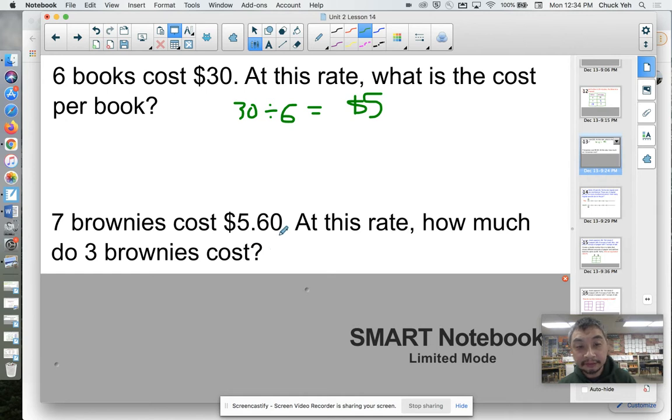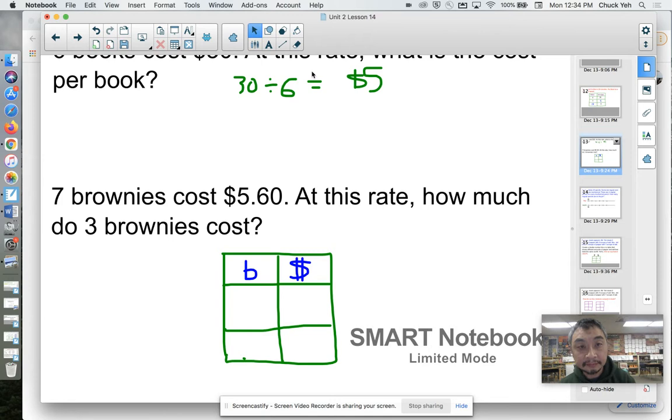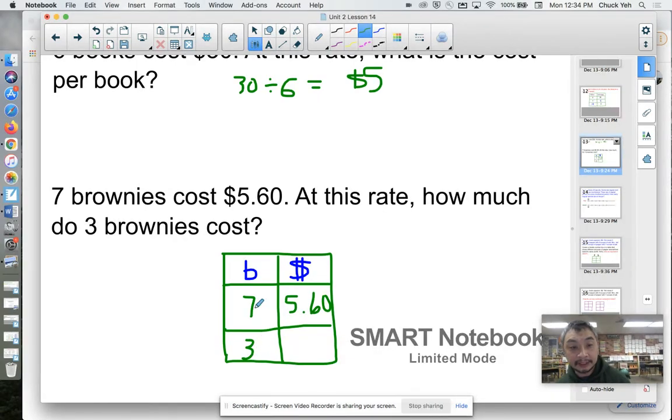The 7 brownies cost $5.60. At this rate, how much do 3 brownies cost? Good idea to draw a table. So then put 7 here, and then 5.60 here. And then put 3 here. Use your calculator, cross multiply and divide.